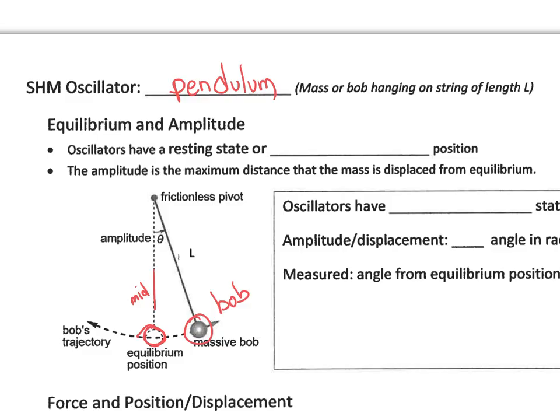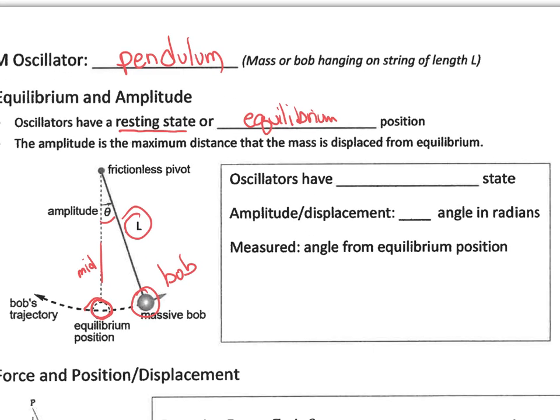And the bob swings from the left to the right and back. And a couple other characteristics we're going to talk about are the amplitude and the length. The amplitude is how big is the swing? Is it 10 degrees, 20 degrees, 30 degrees? And the length, of course, is how long is the rope or the cord or the cable. So all oscillators have a resting state, or we would call that the equilibrium position. Oscillators have a resting state or an equilibrium position, right? That is a key characteristic.